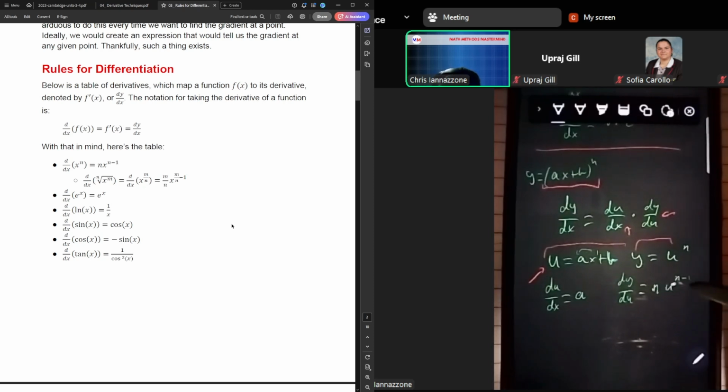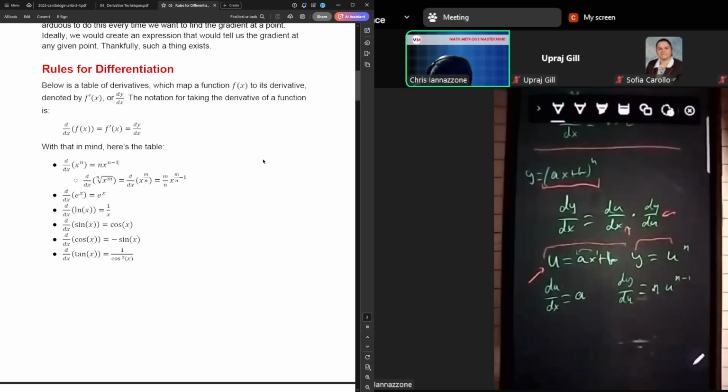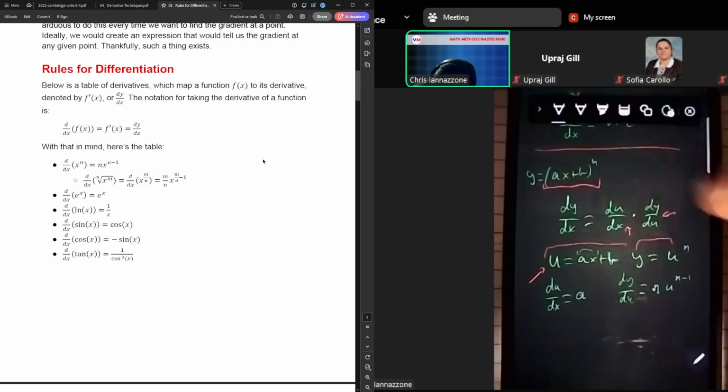So even though you can't know what n minus 1 is, you can still write exactly that. And that's exactly how it's written in the table. If you have x to a power, then that power goes down the front and is reduced by 1. The only difference between what I've written in the pre-written notes and what I've written here is the u instead of x. It's the exact same. Okay, finish off the chain rule.